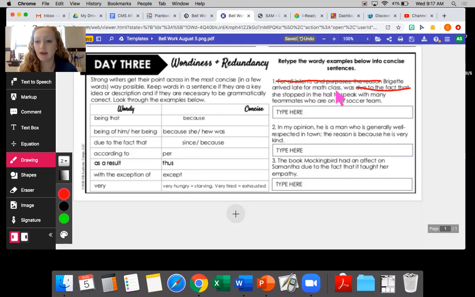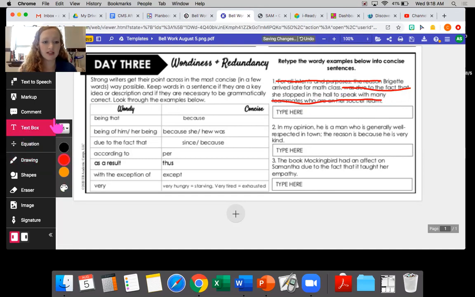So Bridget was late for math class because she stopped in the hall to speak with many teammates who were on her soccer team. Now you need to think, what can you change at the end of this? "Many teammates who are on her soccer team." You can change that to, she stopped in the hall to speak with many of her soccer teammates. Okay, so we're going to mark that out and we're going to shorten it.